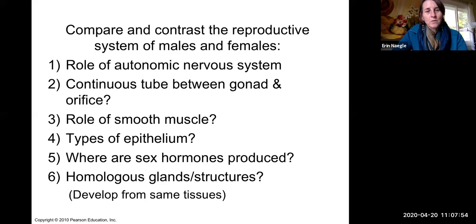And then do you remember where those sex hormones are produced and by what cells in each reproductive system? So remember, in both reproductive systems, the sperm is not producing testosterone, the eggs are not producing testosterone or estrogen and progesterone, but there are different cells that are producing those hormones. So be aware of that and which ones they are. And then, as we just talked about, there are some different homologous glands and structures. So things that develop from the same tissues, same origin, but end up being different structures in male versus female anatomy. That's it.